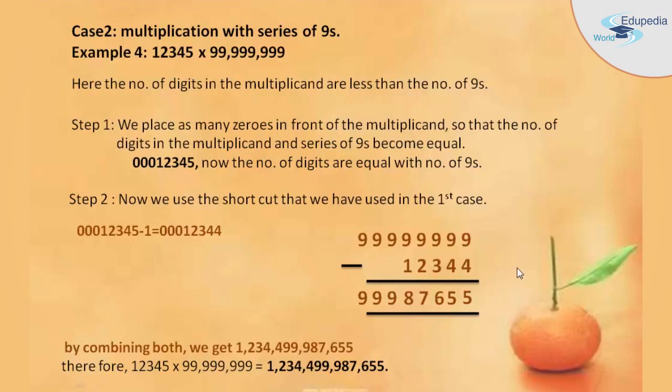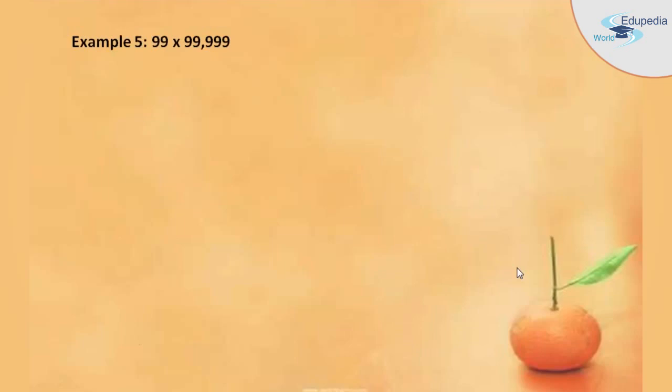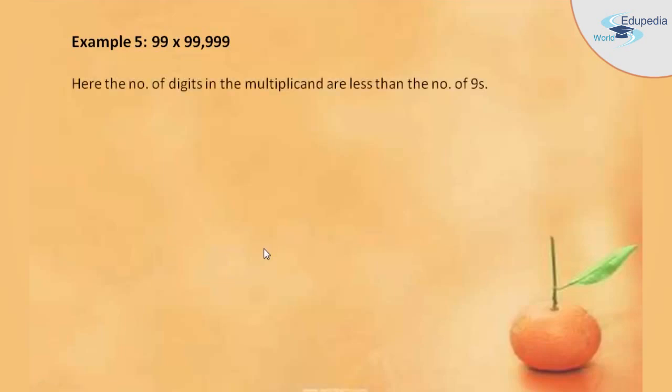The example that I am going to take is 99 into 99,999. By seeing this example, you can say that the number of digits in the multiplicand is less than the number of 9s. In the multiplicand we have only 2 9s, and in the series of 9s we have 5 9s. By comparing both, we can say the number of digits in the multiplicand is less than the number of 9s, so we can use case number 2 shortcut to get the product.